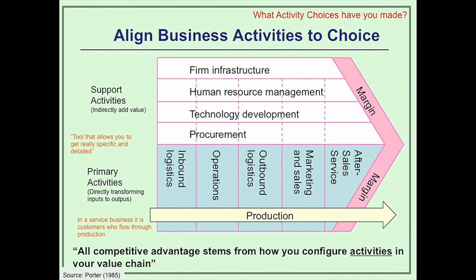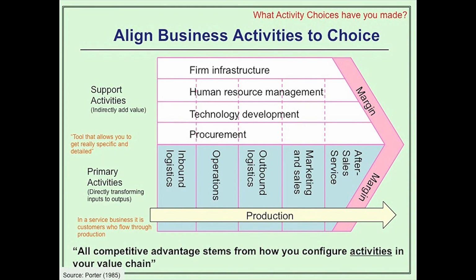And then the final box on that primary activity run is after sales service. So what happens after the customer has received the product? What are the maintenance inputs? What are the spare parts you're providing? These are after sales services. Now for a service business, it is useful to think about it being the customers that flow through those primary activities.